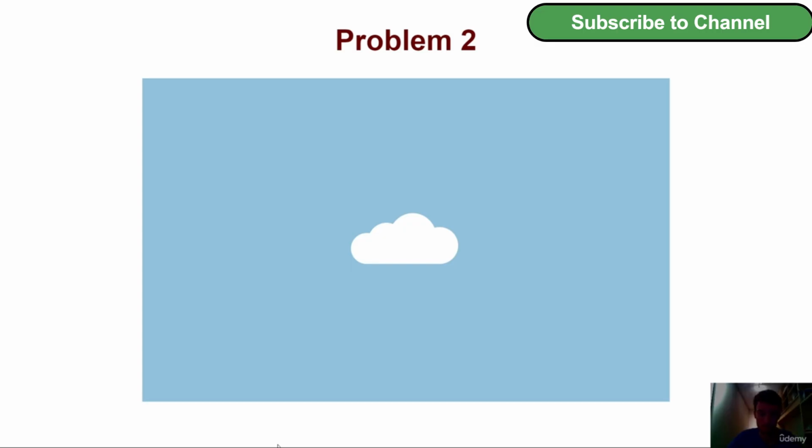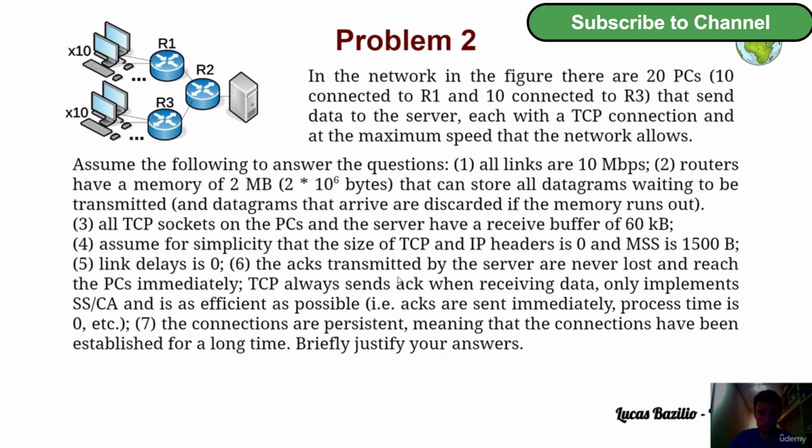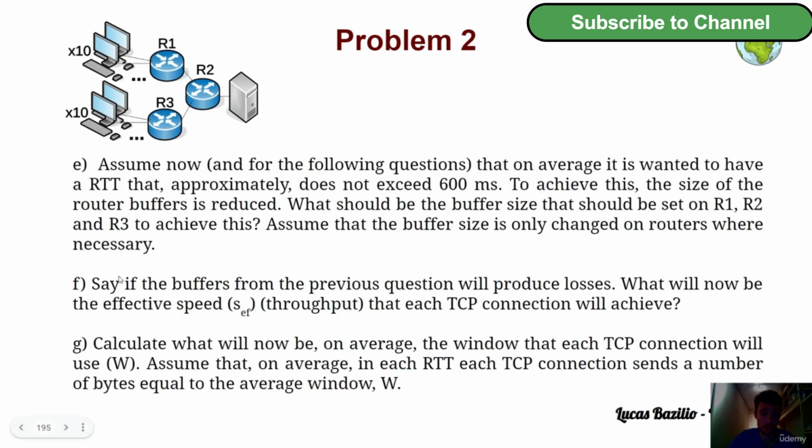In this lecture we will solve the question F of the problem 2. This question F says, say and argue if the buffers from the previous question, the question E, will produce losses, and also what will now be the effective speed, that is the throughput that each TCP connection will have, among all of the 20 TCP connections.